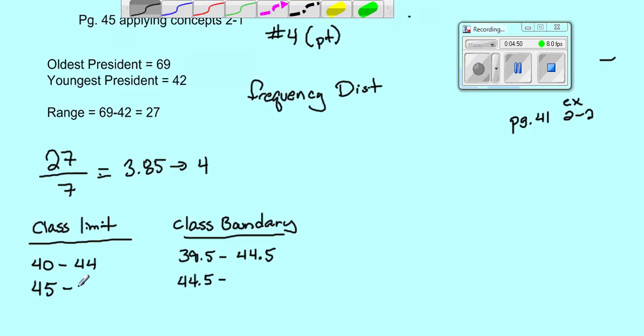The textbook explains very briefly that, because of your class boundary, if this is 44, then your next class limit would be 45. And every time you would just keep adding 1. So then you go from 50 to 54.